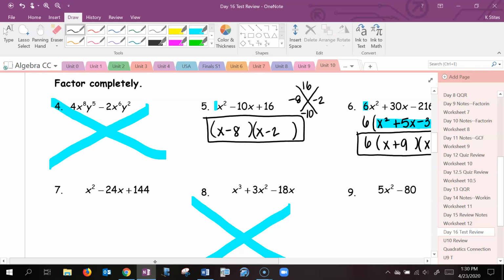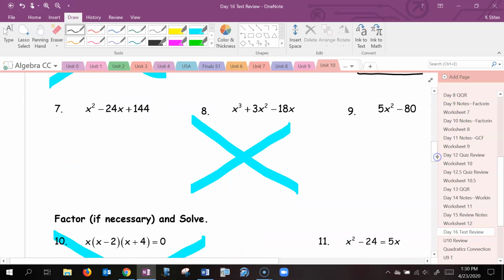Let's take a look at 7. I do not have a number in front of x squared other than 1, so this is a one-step problem. We'll go straight to our box problem. It multiplies to 144 and adds to negative 24. That should be negative 12 and negative 12. Or we could write it like this.